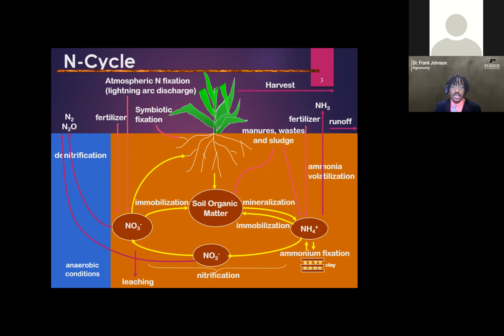Ammonium can also undergo nitrification, in which ammonium is converted to nitrate. And then nitrate can be transformed to nitrous oxide and dinitrogen through denitrification. And that is the portion of the nitrogen cycle that I am particularly interested in.